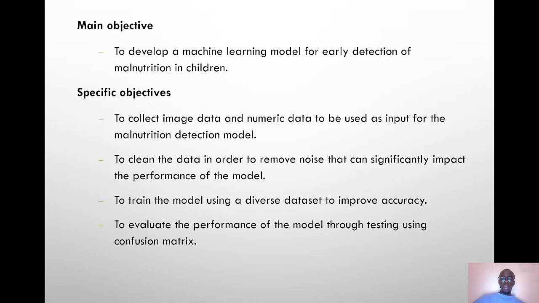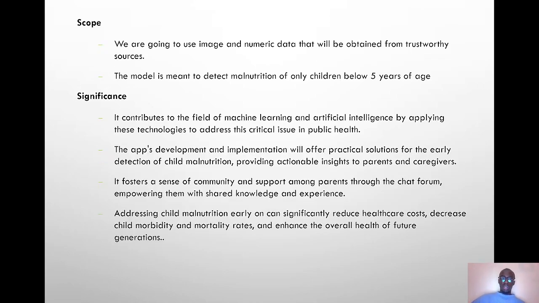And then we should also train the model using a diverse data set to improve the accuracy, and also evaluate the performance of the model through testing using the confusion matrix. Here we should also look at several evaluation metrics like precision, recall, and so on. So the scope, of course, we're going to use image and numeric data, which will be obtained from trustworthy and reliable sources like UNICEF. The model is meant to detect malnutrition for only children below 5 years of age. So that's where we specified our model, the age is going to stop there.